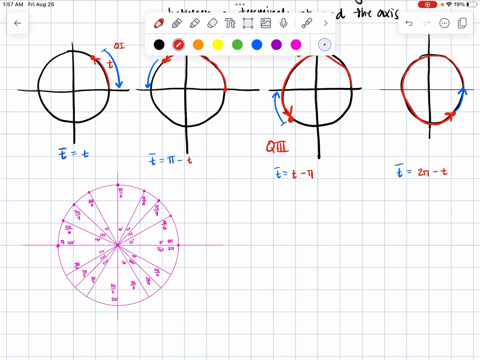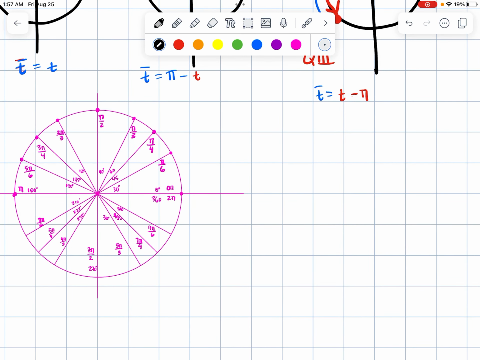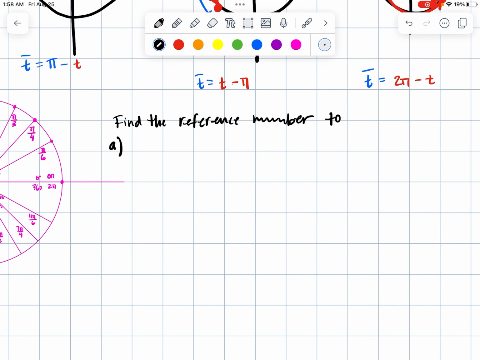And let's do a couple of examples to better illustrate this, and I'll show you a better way to think about this. So if, for instance, we have an example A, let's say we're going to find the reference number to each t value. Now, in A, I'm going to say pi over 3, okay? If our example is pi over 3, we want to locate that on our unit circle.